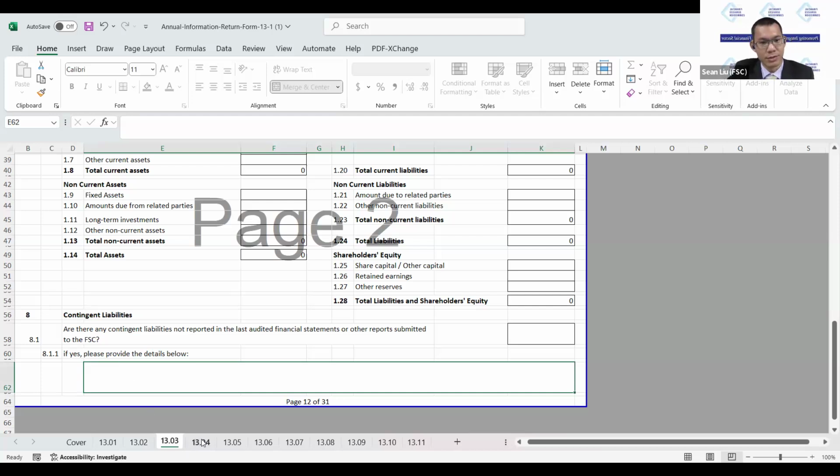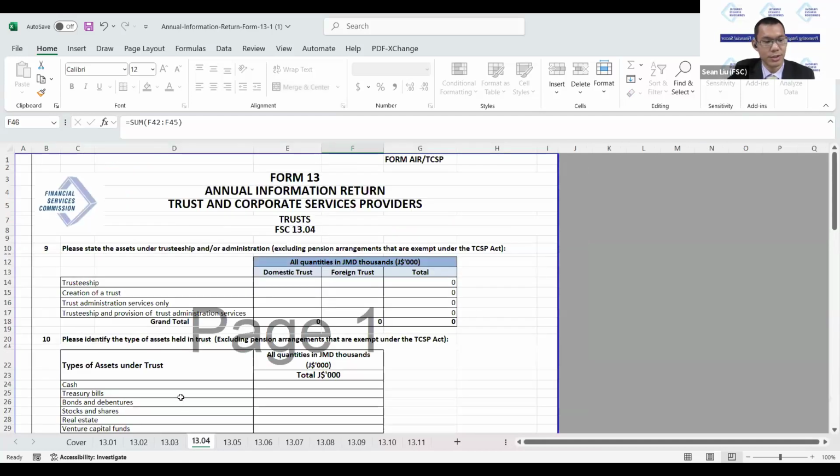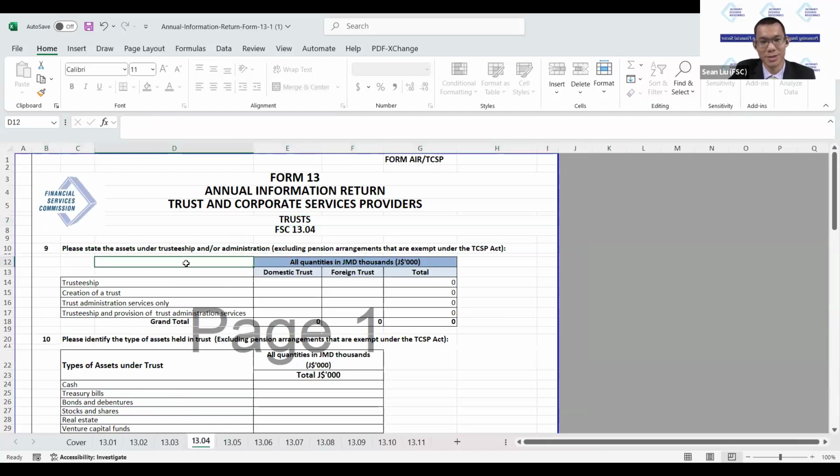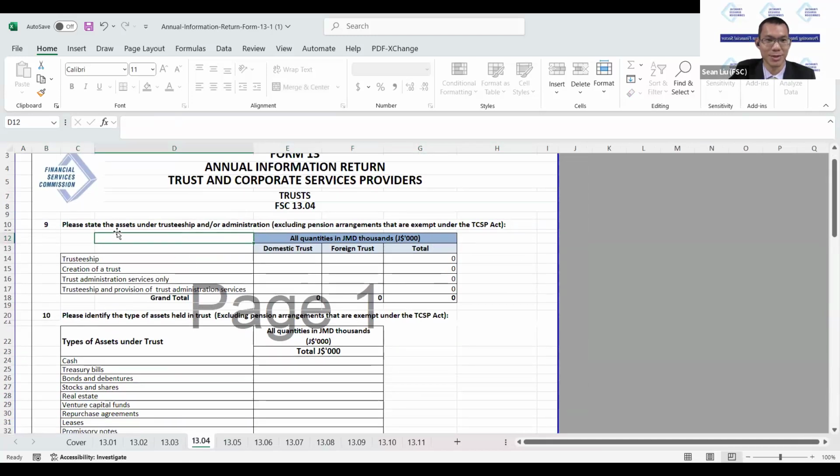Moving on to sheet 1304. This sheet will ask about information relating to trusts. So if you're a corporate services provider only, you don't need to complete this sheet. If you are a trust services provider, you need to complete this sheet. So we will ask about the assets that are under trusteeship or administration, which of course excludes the pension arrangements that are exempt under the TCSP Act.